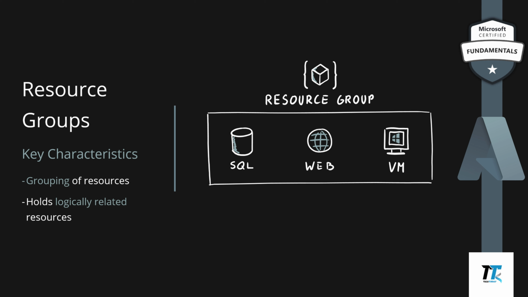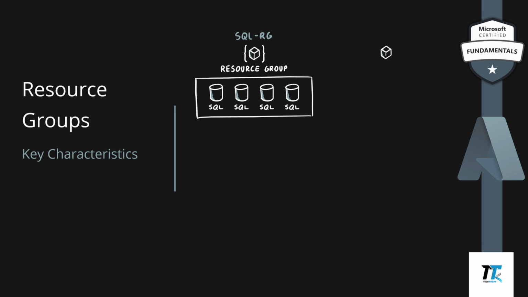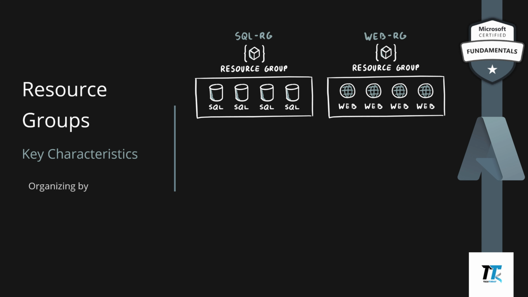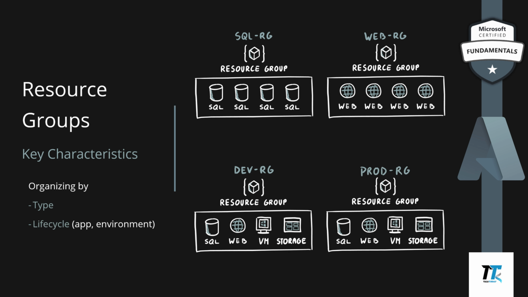So how do you know how to group resources together in resource groups? Well, there are many strategies to do so. For instance, there could be a strategy where you group your related resources by type. In that case, you could have resource groups for your SQL databases and a separate resource group for your web applications. A more commonly used strategy is grouping resources by application lifecycle.